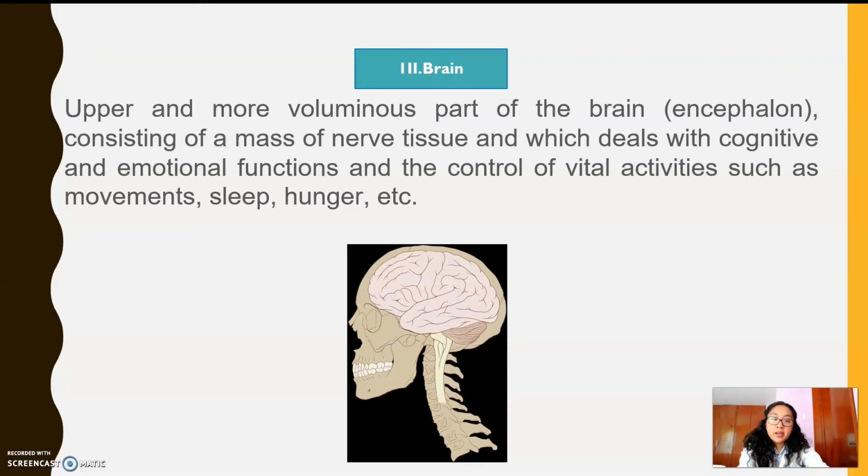Okay, so let's talk about the brain. The brain is the most voluminous part of the encephalon. It consists of a mass of nerve tissues and deals with cognitive and emotional functions. The brain is held by other organs, as we can see here.